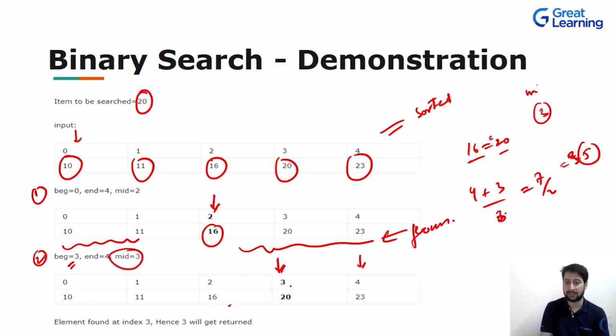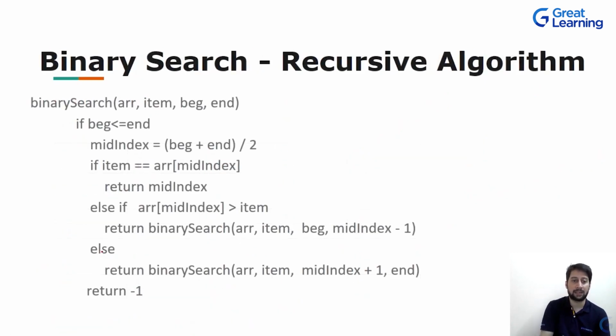So you can see the middle index is 3. Now, is this the element that we're looking for? Yes. So we'll return the index. We found our element at index 3 and hence we return 3. Because if you observe carefully, if the element is found, it returns the index. So this will be returned.